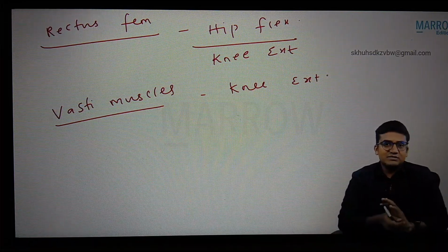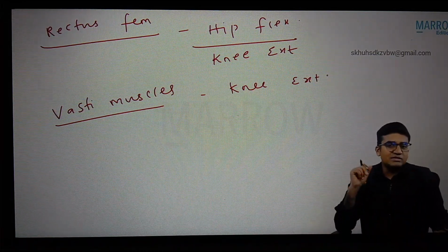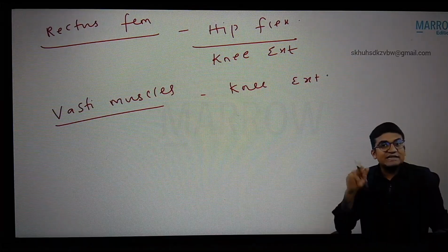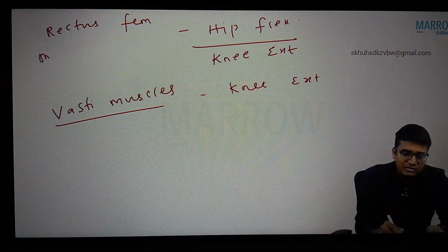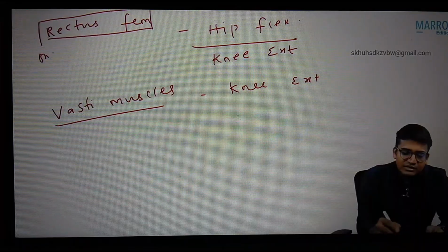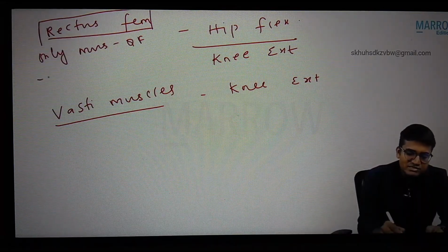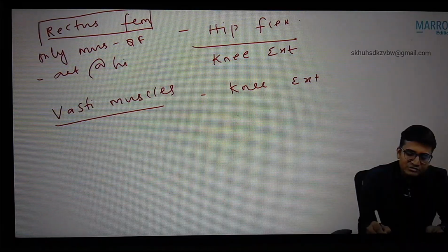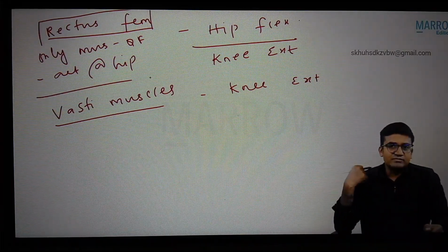One time they gave this question, a very old question: the only quadriceps femoris muscle which has an action at the hip joint. What muscle? Our rectus femoris muscle. The rectus femoris is the only muscle in the quadriceps femoris which acts at the hip joint. Okay? That's all about the quadriceps femoris muscle.